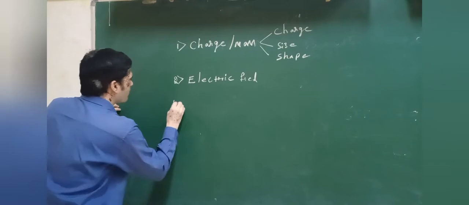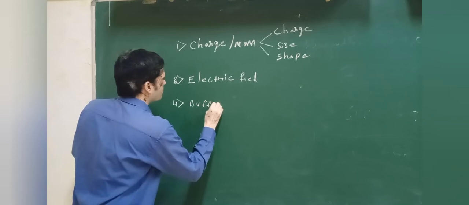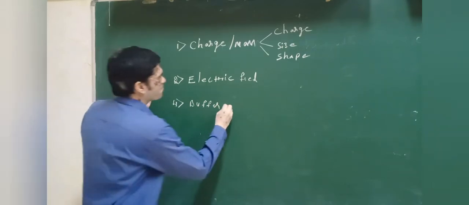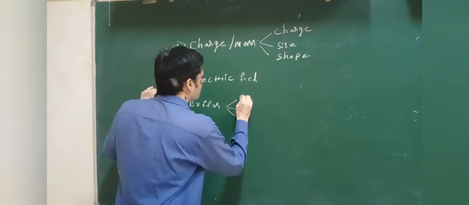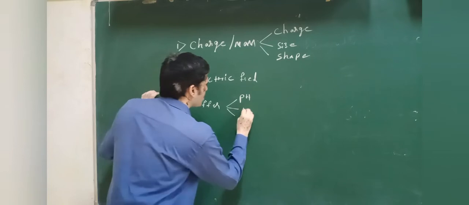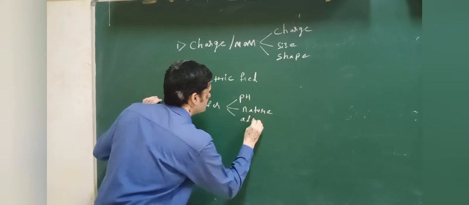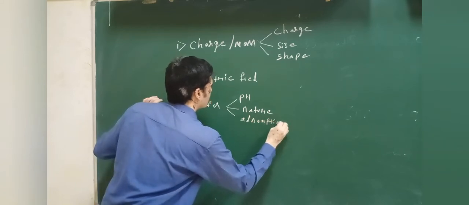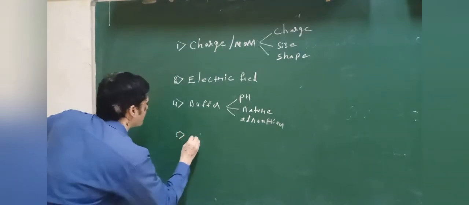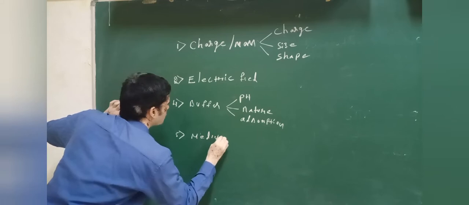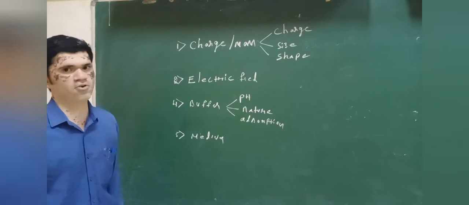Fourth one, we have the effect of buffer. In the effect of buffer, once again we have three things: the pH of the buffer, the nature of the buffer, and then absorption. And finally we have the fifth one, the medium: what type of medium we use, and how the medium will affect electrophoresis.